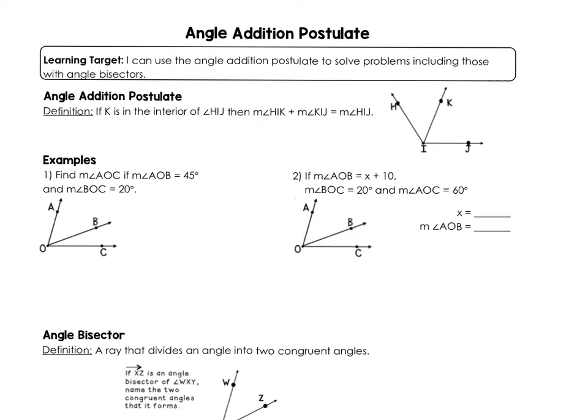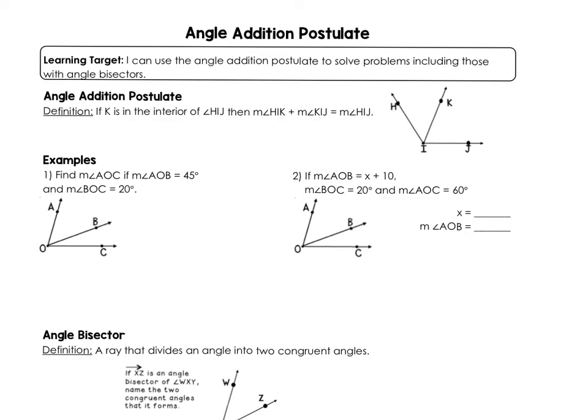So our learning target for these notes is I can use the angle addition postulate to solve problems, including those with angle bisectors. So the definition of the angle addition postulate says, if K is in the interior of angle HIJ. So here's angle HIJ. K is in the interior. It's inside this angle. Then the measure of angle HIK plus the measure of angle KIJ equals the measure of the whole angle.